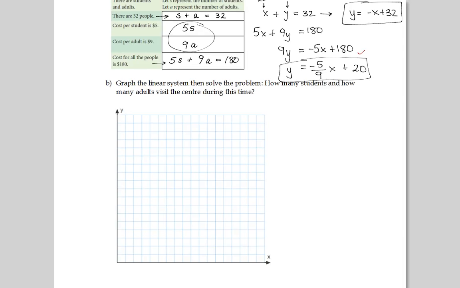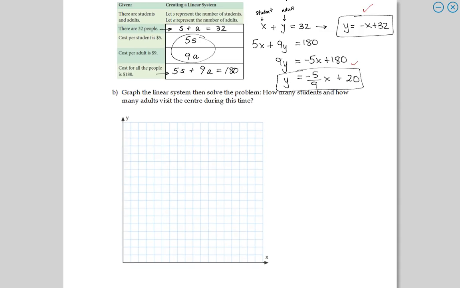So we had x as the students, so let's put students down here. And we had y as the adults, so we have adults here. Now you only have so many grid spaces. So how are we going to do this? I think we got to count by twos. You see how we have 20 and 32? And we only have so much grid spaces, so let's go by twos.